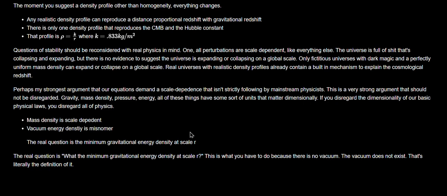I'll just read this last part. Perhaps my strongest argument with all of this is that equations, all physical equations, have a built-in scale dependency. And mainstream physics does not adhere to this. This is a strong argument. Mass density is a scale-dependent variable.